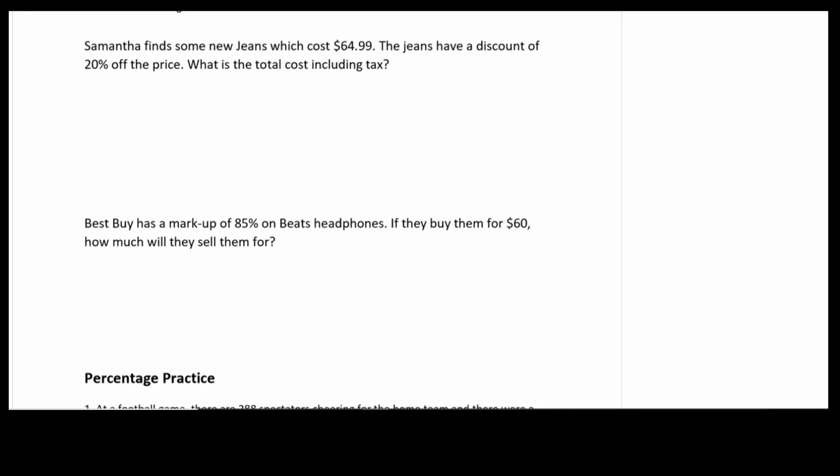Okay, so the jeans cost $65. They have a discount of 20% off. So the first thing we have to do is calculate the discount, and that's the 20%. So we do 20 divided by 100 to get the 0.20, multiply by 64.99, and we get basically $13, $12.998. So the 8 after the second 9 there makes you round up to 13.